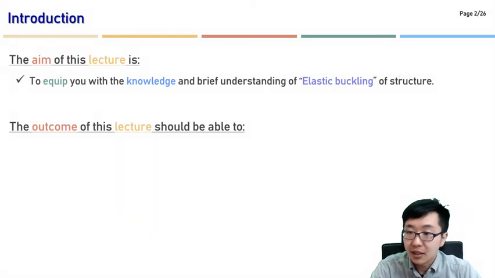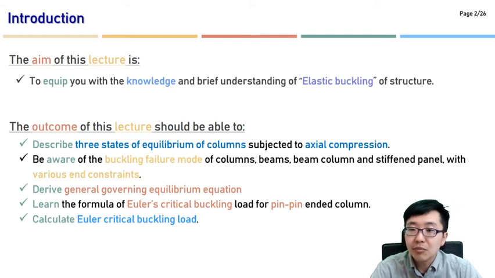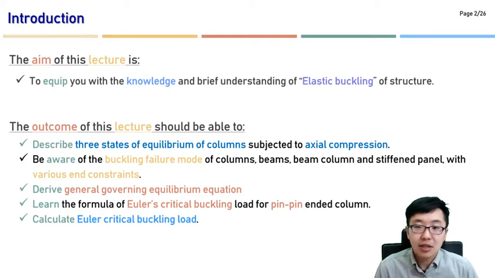The outcome of this lecture might be that we will be able to describe the equilibrium status, and the beam, the column, will be subjected to the axial compression. In the case of a beam, it is subjected to bending, but here we are talking about a column subjected to the axial compression. So we will understand the buckling failure mechanism and the mode of the column, beam column, and that can be expanded to the stiffened panel that I explained earlier.